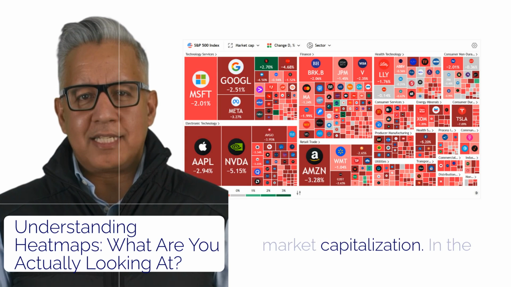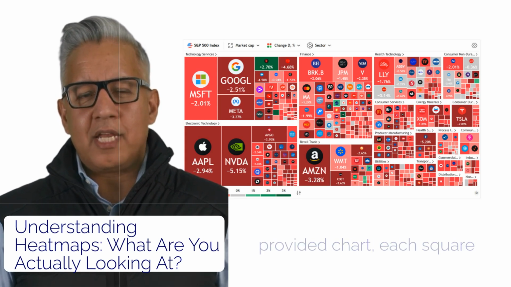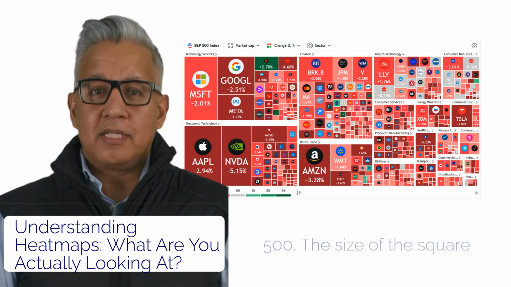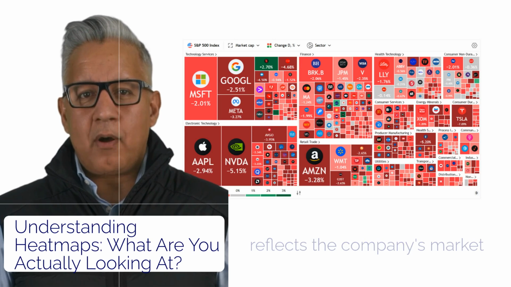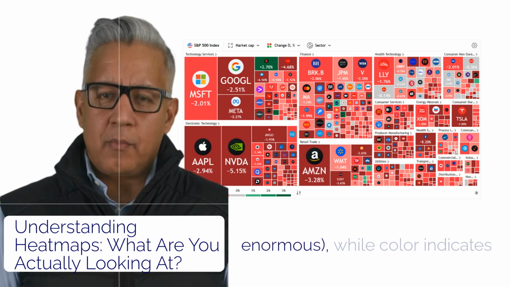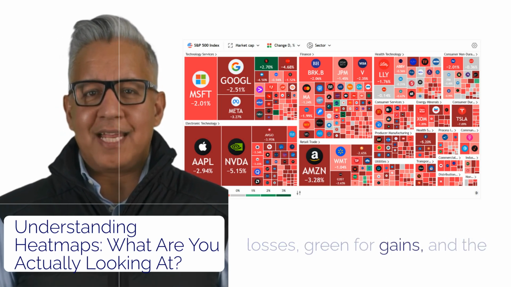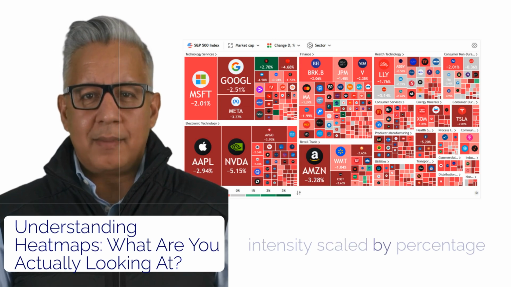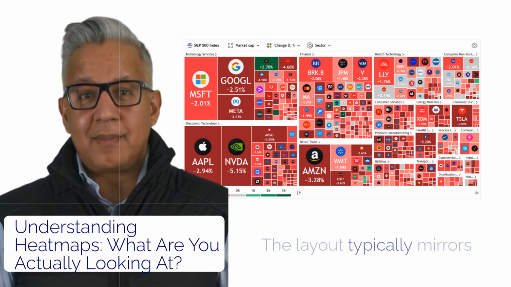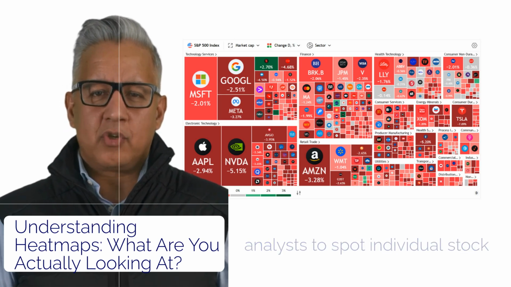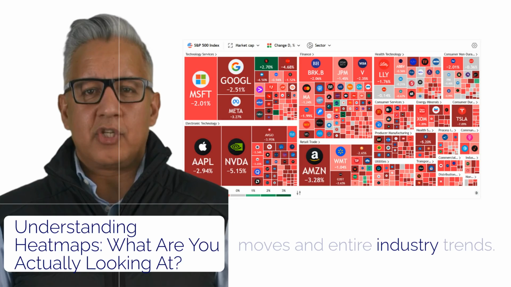by market capitalization. In the provided chart, each square represents a stock in the S&P 500. The size of the square reflects the company's market cap. Apple and Microsoft are enormous, while color indicates performance: deep red for losses, green for gains, and the intensity scaled by percentage change. The layout typically mirrors sector groupings, allowing analysts to spot individual stock moves and entire industry trends.